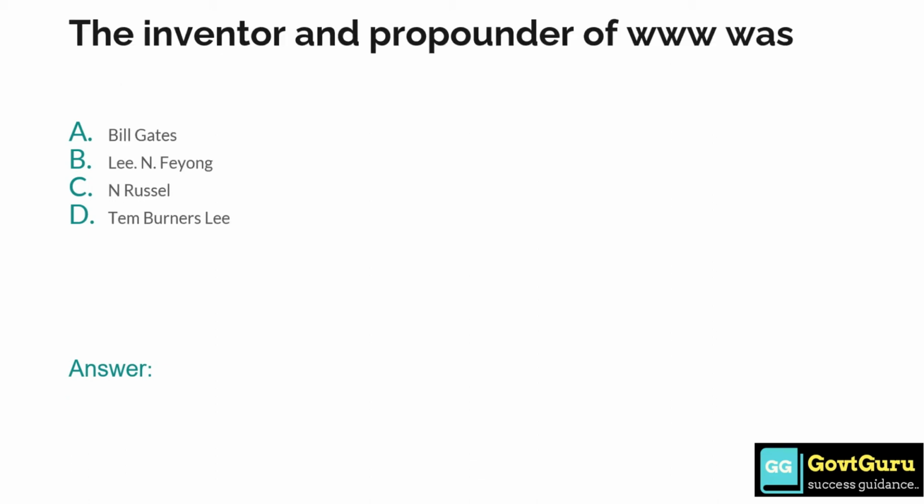The next question is the inventor and propounder of WWW was option A Bill Gates, option B Lee and Frion, option C N Russell, option D Tim Berners-Lee. So the answer is option D, that is Tim Berners-Lee.